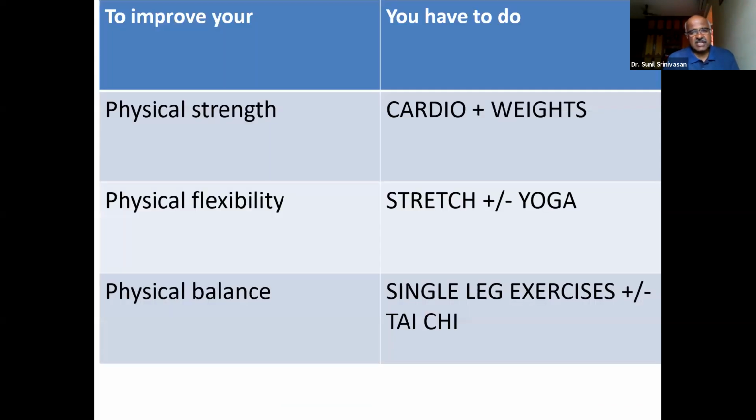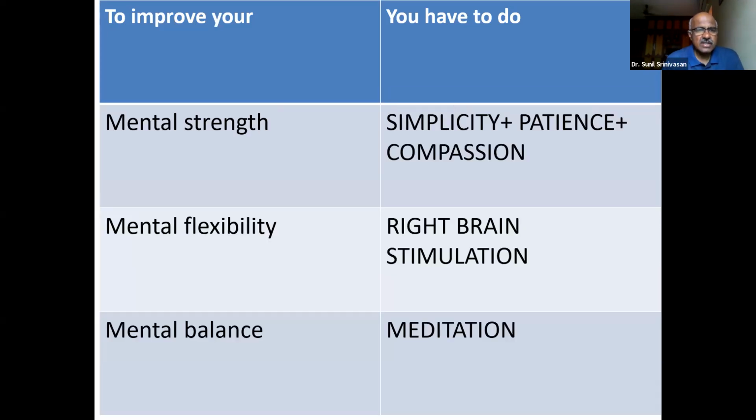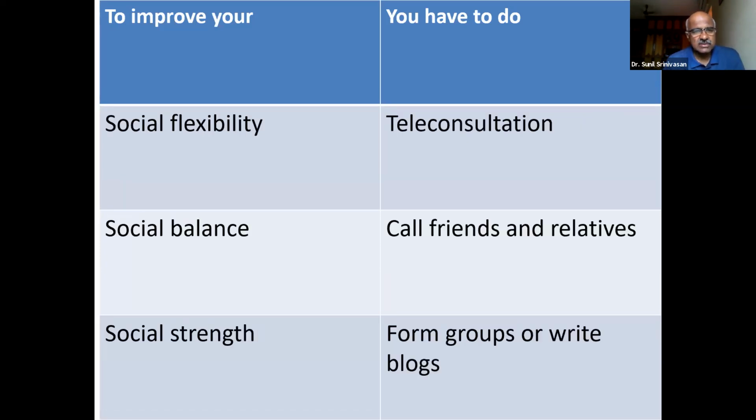Good. So we have basically finished. Now I am recapping. These are the three most important slides of this talk. If you want to print your screen or catch a photo, good enough. How do you improve physical strength? Using cardio and weights. Flexibility: stretching and/or yoga. Physical balance: single leg exercises and/or Tai Chi. Mental strength, I told you three tools: simplicity, patience, compassion. Flexibility: right brain stimulation by taking up art. Mental balance: meditation, letting go.